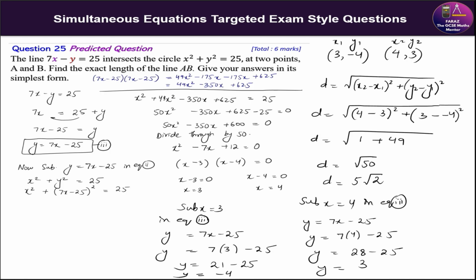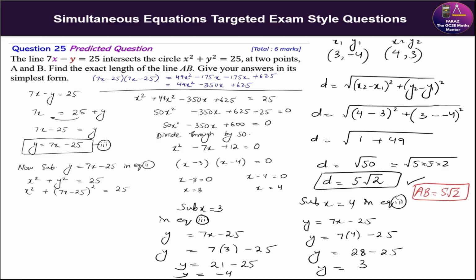Because you can write it in this way: 5 times 5 is 25, so 50 is 5 into 5 into 2. 5 and 5 is 25, and the square root of 25 is 5, so 5 will come outside, and 2 will remain inside the square root. So that's the distance. d equals 5 square root 2. So the exact length of AB is 5 root 2. We can write our final answer in this way: AB equals 5 root 2.